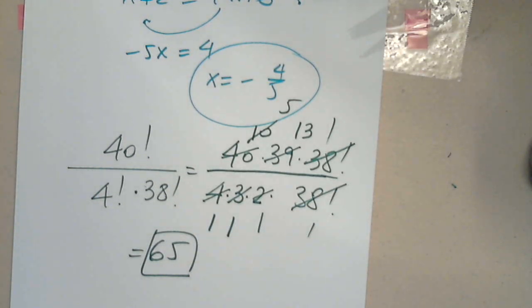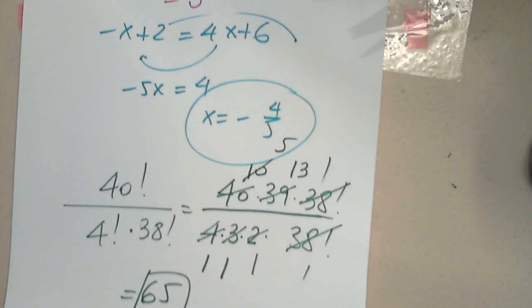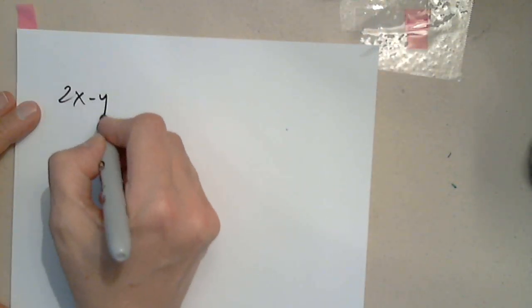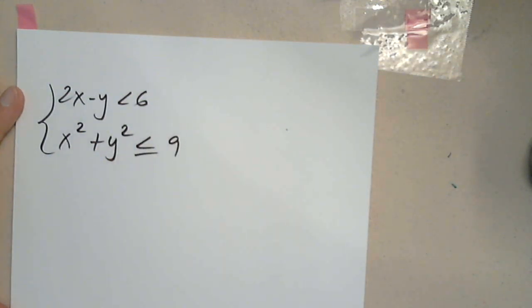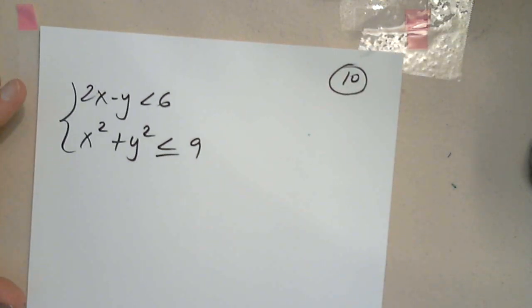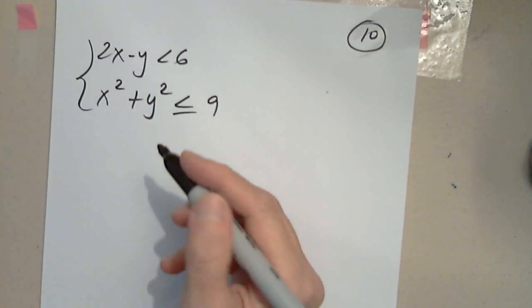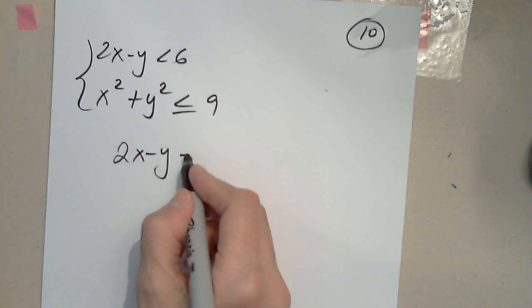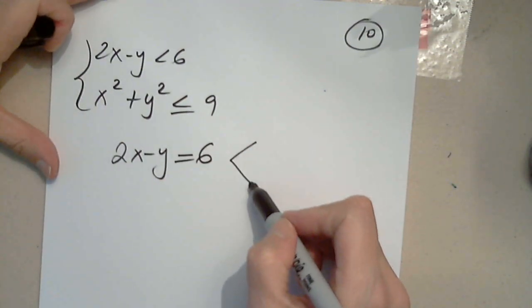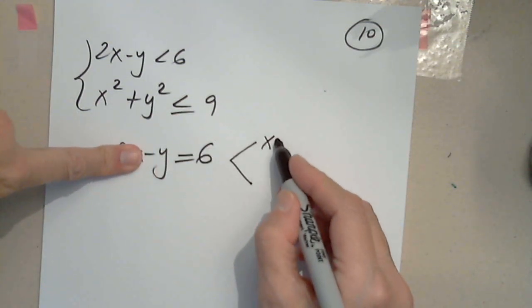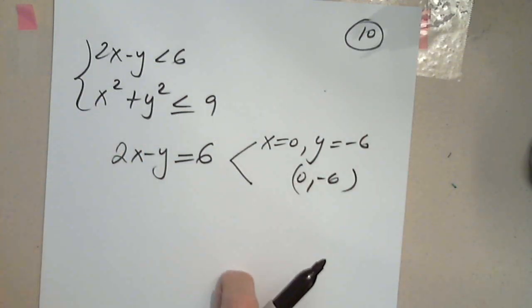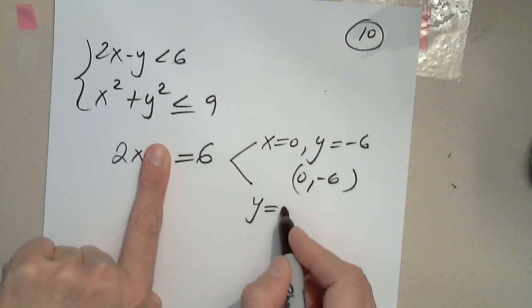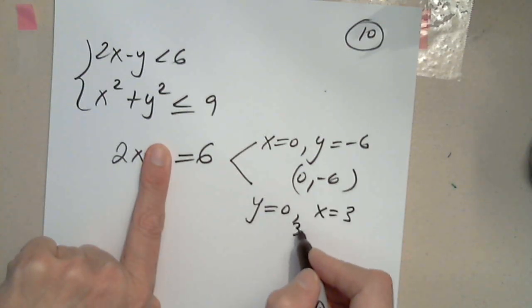On number 15, it says solve the system of nonlinear inequalities. And the inequalities are 2x minus y is less than 6, and x squared plus y squared is less than or equal to 9. Perfect. So the first one obviously is a line, and remember the steps are as follows. 2x minus y equals 6. And we have to find 2 points. When x is 0, I covered it. y equals negative 6. So 0, negative 6. I covered now y. When y is 0, x is 3. So 3 comma 0.